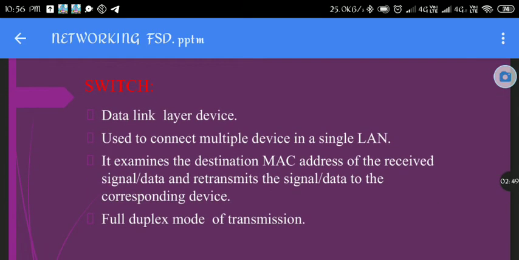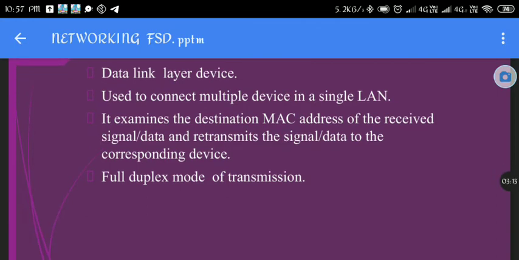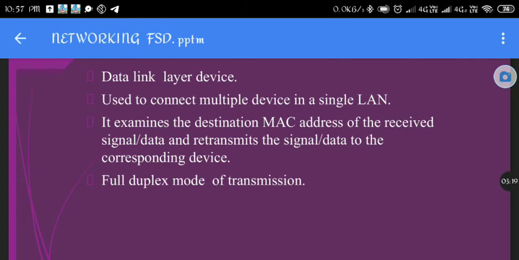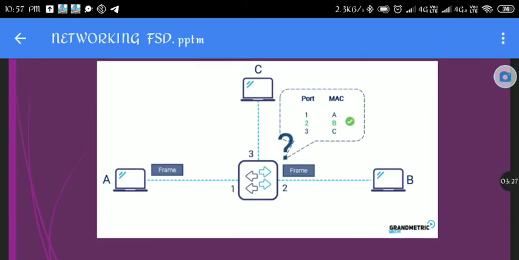Then the next topic is switch. Switch is used as a data link layer device to connect multiple devices in a single LAN. It examines the destination MAC address of the received signal or data and retransmits the data to the corresponding device. It operates in full duplex mode. Full duplex means it can perform transmission and reception at the same time between the devices.